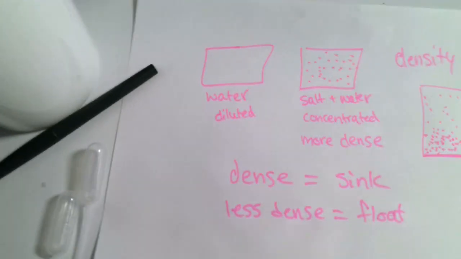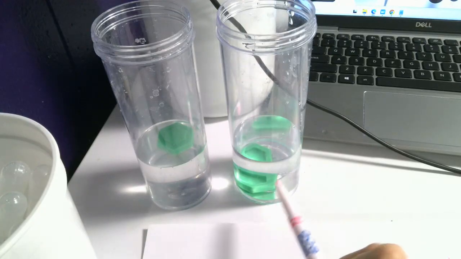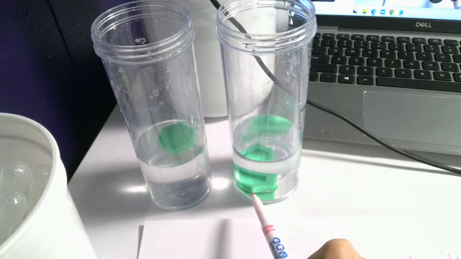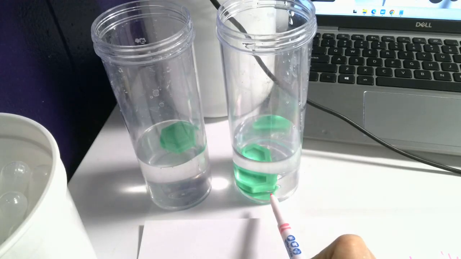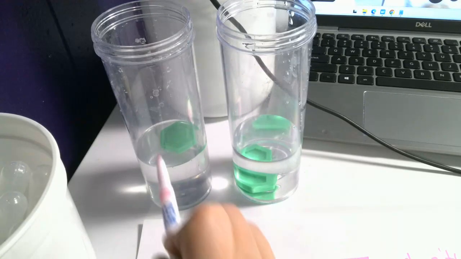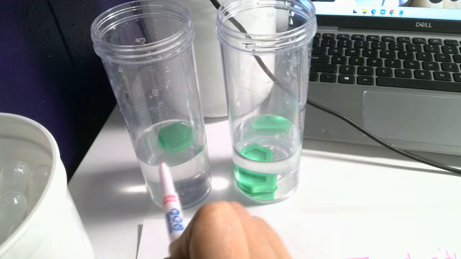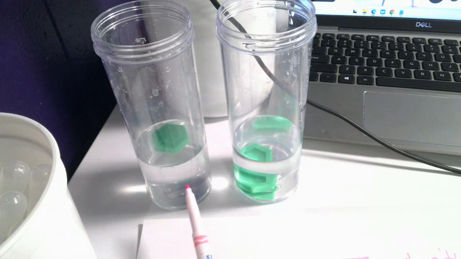Same is happening right here. This solution right here does not have any salt in it. And so that gram piece is actually more dense than the water, so it sinks. Over here, we've got salt in there, and so it's more dense than the gram piece. Since that 5 gram piece is less dense than the salt solution, it floats on top.